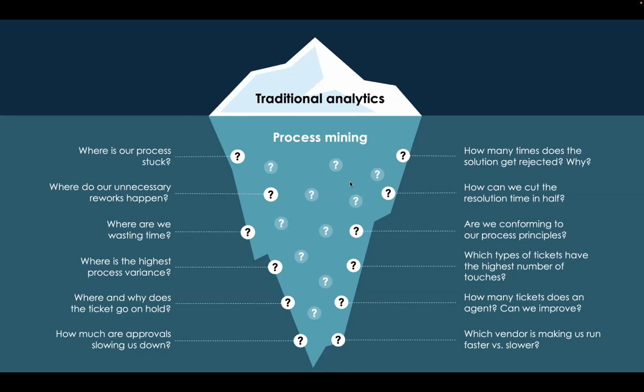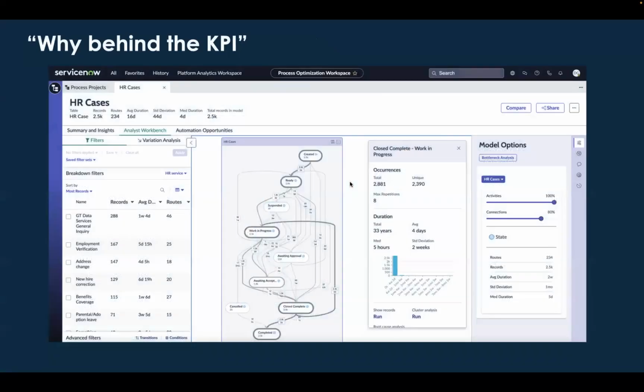Where are tickets ping-ponging between groups? Where aren't we conforming to the process we've designed? These are all things that have historically been difficult to answer and act upon. And now in a couple of clicks with process optimization, you're going to be able to start answering those questions. We here at ServiceNow like to say process optimization is going to get you to the why behind all of those KPIs that you have on your dashboards.